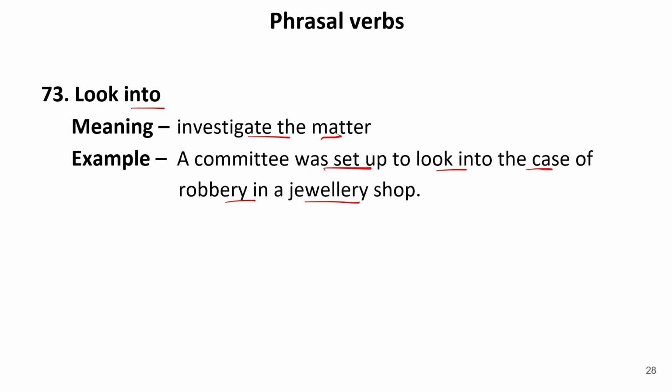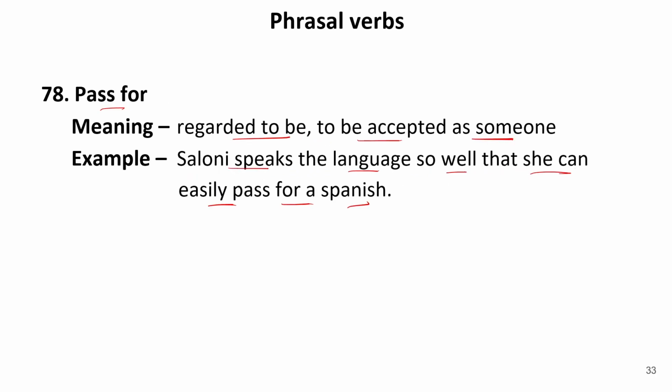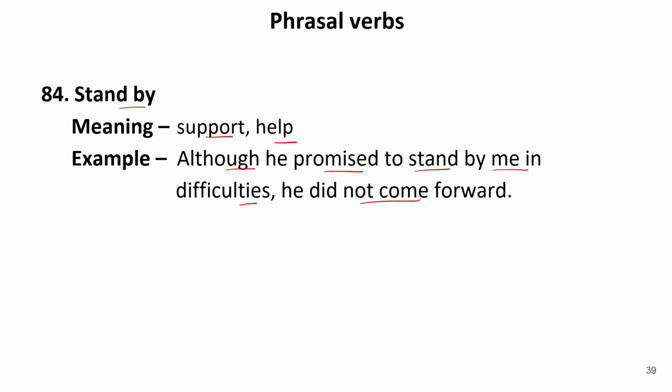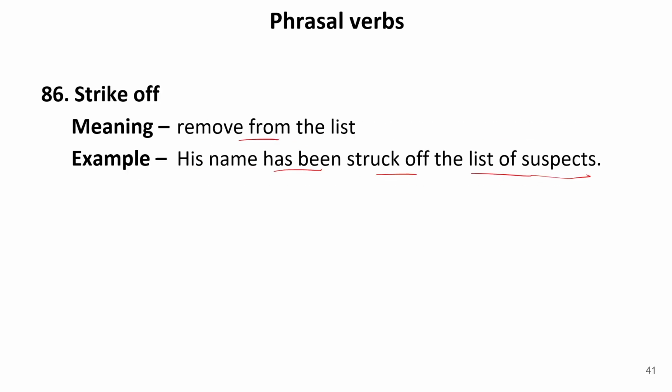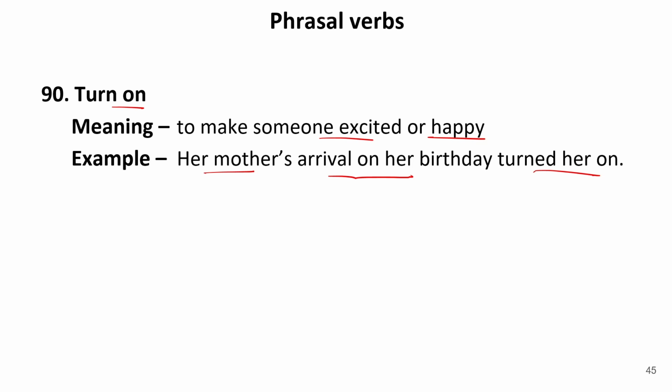So we can see that there are many phrasal verbs that have formed with the help of the verb look. Then we have look up to, make over, make up for, pass away, pass for, pass off, pass oneself off, set aside, set in, set forth, stand by, stand out, strike off, take after means to resemble, take down, take off, turn on. Now here we can have one more phrasal verb, that is turn off. Now turn on and turn off are opposites of each other. So whenever something turns us off, it means it makes us sad or unhappy. So that is turn off.